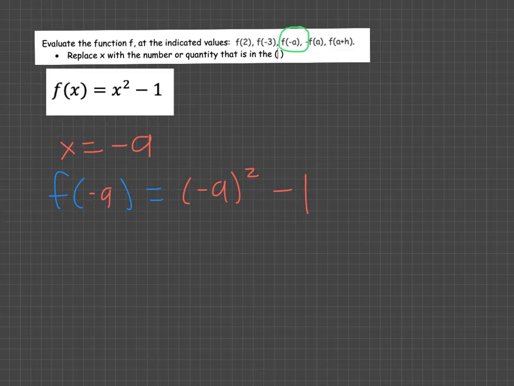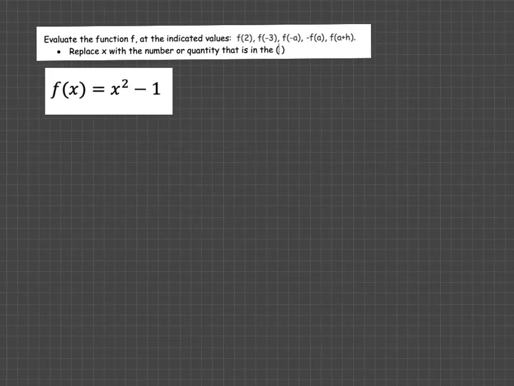And that's going to equal negative a squared. The negative squared is positive. A squared is a squared minus 1. All right, so we don't get a number in return because what we plugged in was a variable. So that's just a squared minus 1. All right, let's look at the next one.